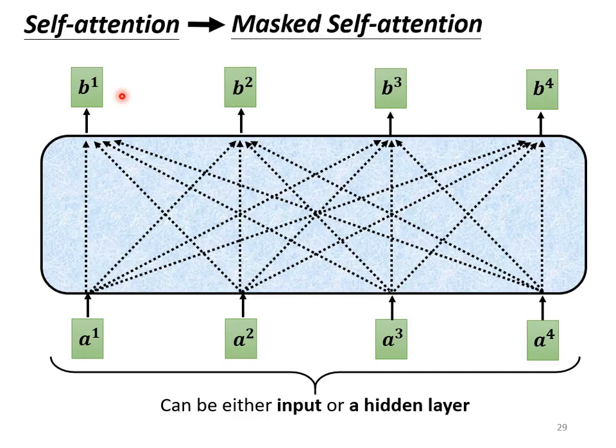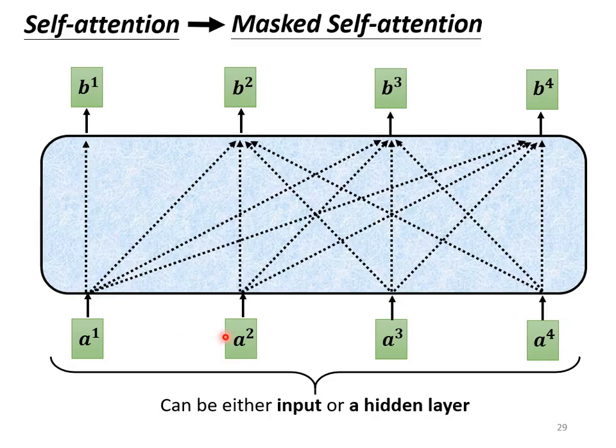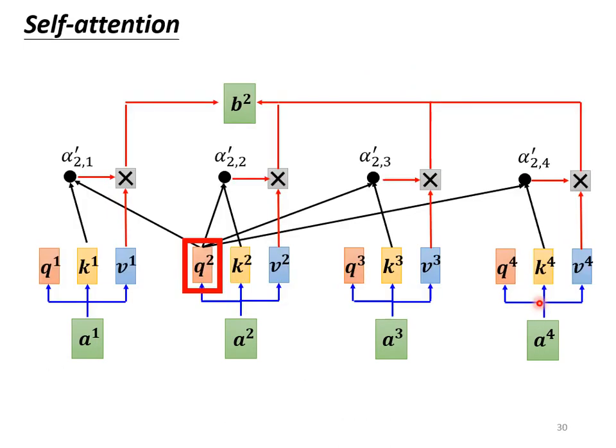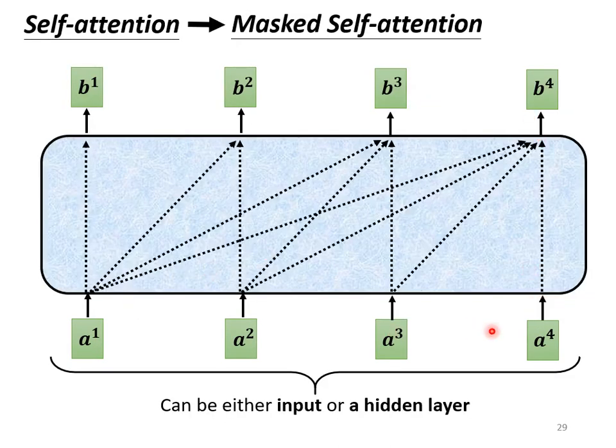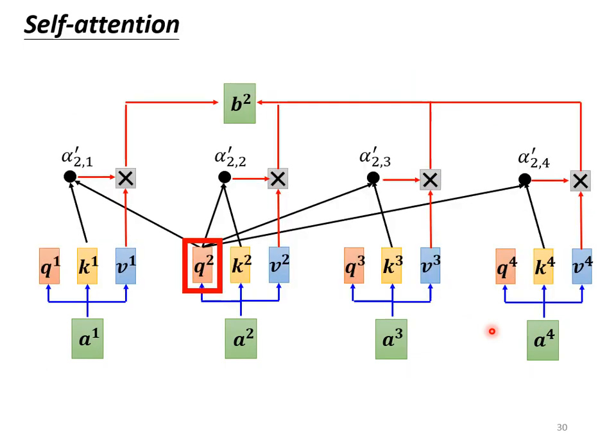When we transform self-attention into masked attention, what's the difference? The difference is that now we can no longer look at the right part. When B1 is generated, we can only consider the information of A1. You can no longer consider A2, A3, A4. When B2 is generated, you can only consider A1 and A2, not A3 and A4. When B3 is generated, you can't consider A4. When B4 is generated, you can use the entire input sequence information. This is masked self-attention.